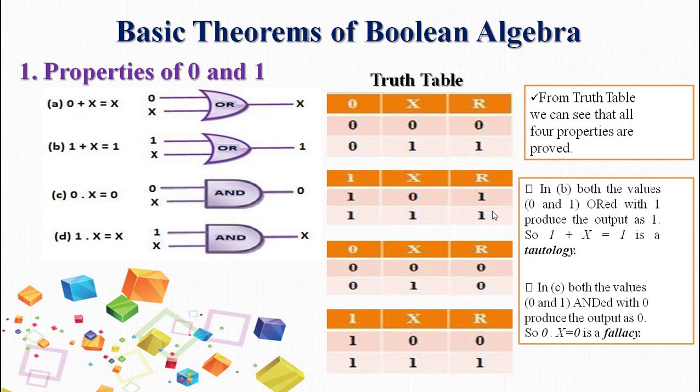So by the truth table, you can prove it. Now, how is the fallacy implemented? You can see that in property C, anything multiplied by 0 is always 0. So both the values 0 and 1 multiplied with 0 produce the output 0. Here x and y is done, but the concept we have taken is 0 multiplied by x. So that is 0 and x, which will be considered to be 0, that is the fallacy.